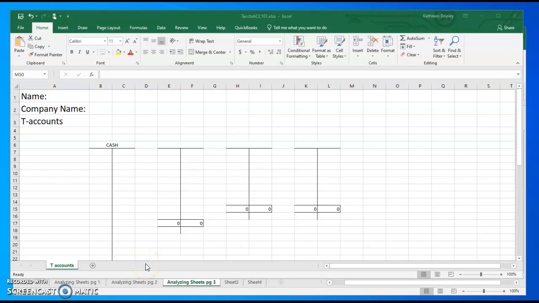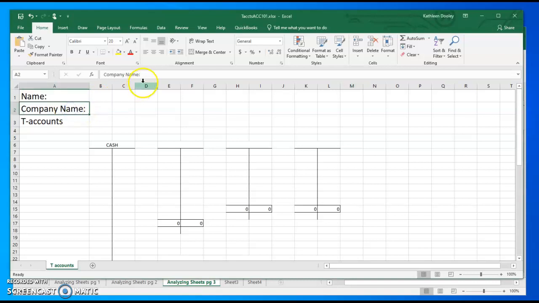Here we're going to fill in our T accounts for Amanda's campus delivery. So here in our company name, Amanda's Campus Delivery. Okay, and this is our T accounts for that, and you could put your own name up at the top if you were hand submitting this, especially as an attachment to your exam.